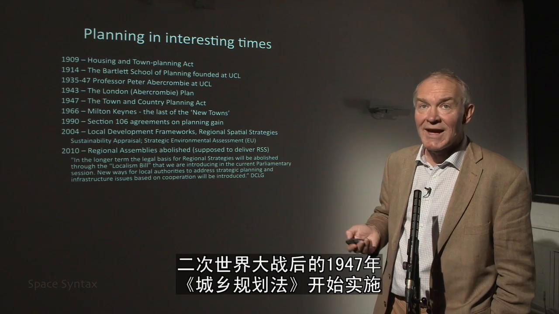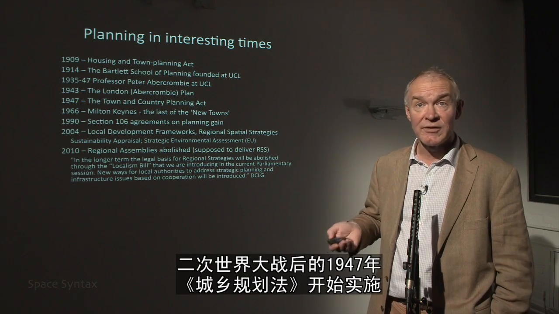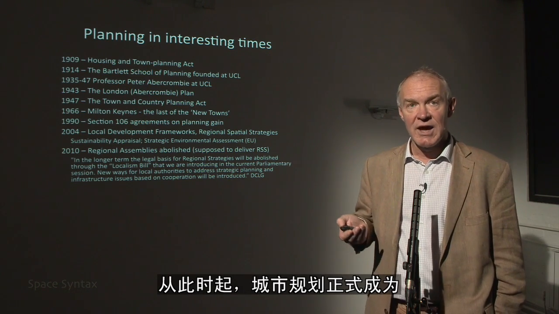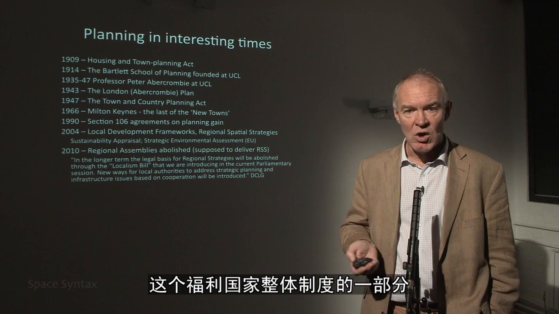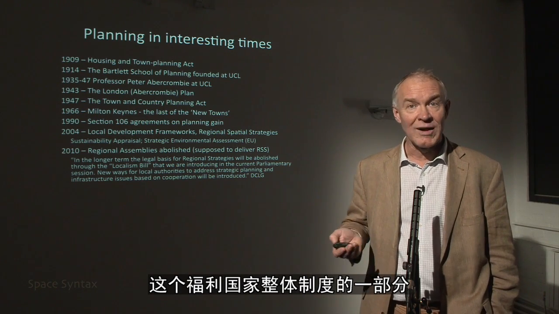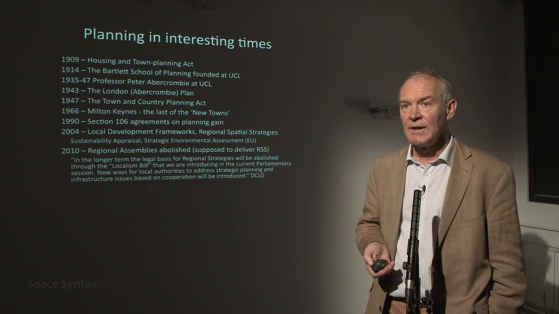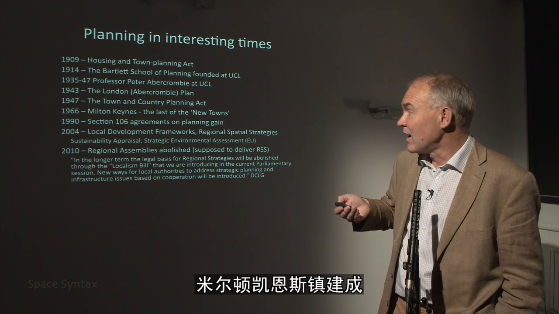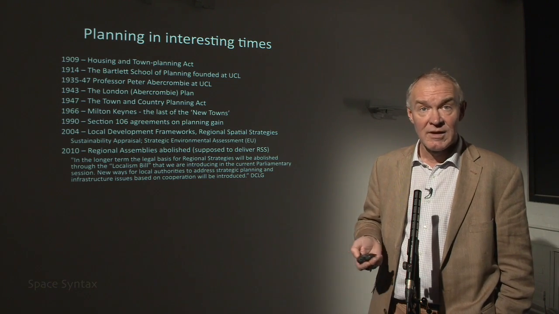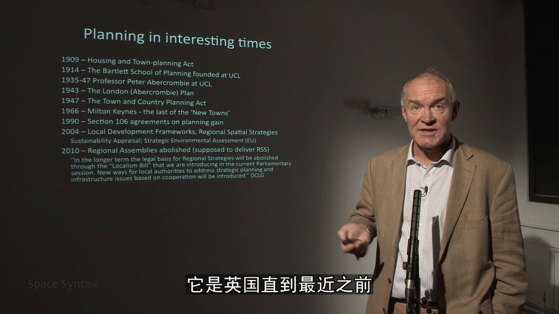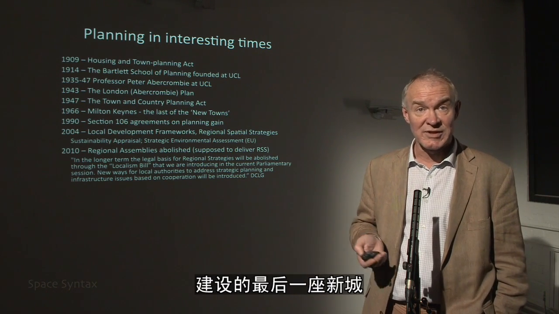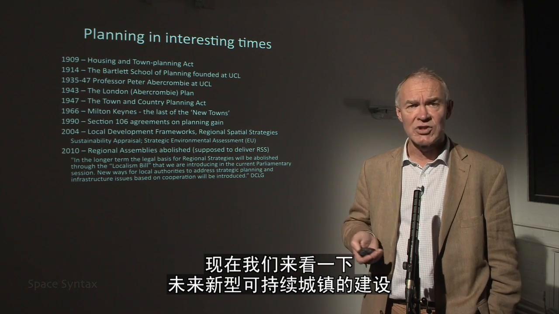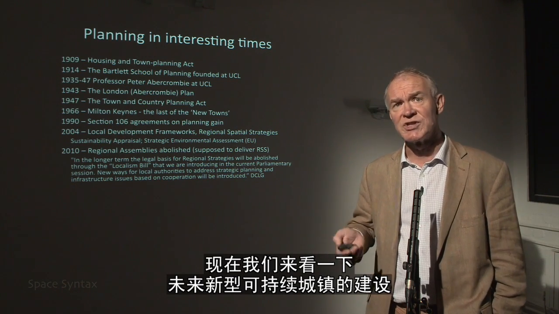The Town and Country Planning Acts came in 1947 following the Second World War. And this was the point at which we formalised planning as a part of the whole apparatus of the welfare state. By the 1960s, 1967, Milton Keynes was founded. And that was the last of the new towns to be constructed in the UK until just recently. We're just now going on to look at the establishment of potential new sustainable towns.